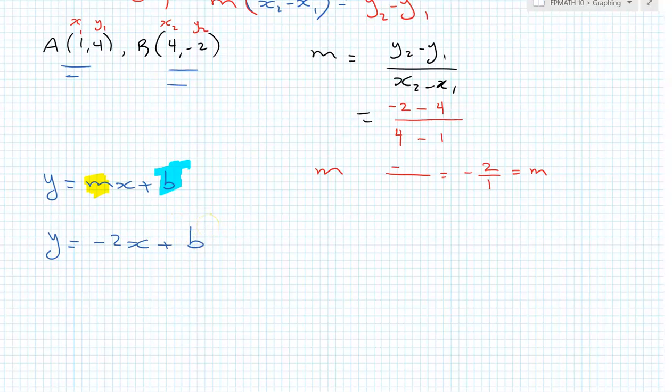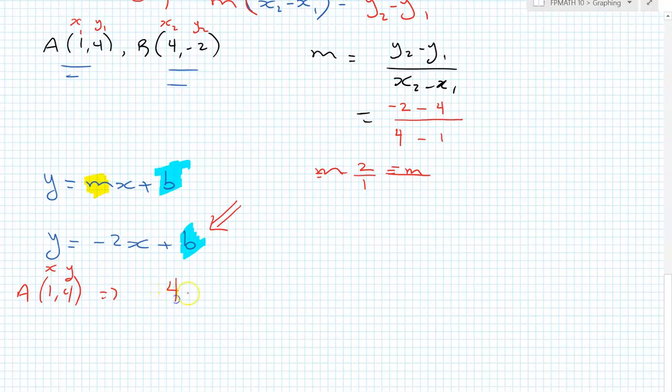We don't have b. So in this case, we need to use one of these two points, A or B, in place of x and y. It doesn't matter which one: x1, y1, or x2, y2. Plug it in there, and the only thing that we don't have is b. So let's choose point A, 1, 4. Remember, that's your x, that's your y, or you can call it x1, y1. It doesn't really matter in this case because we're just using that point. So let's plug it in and solve for b.